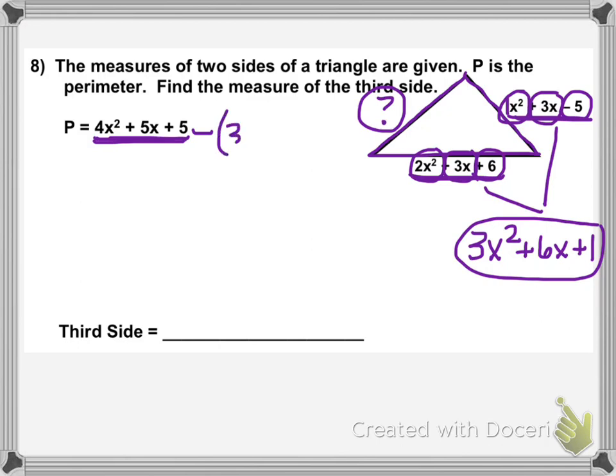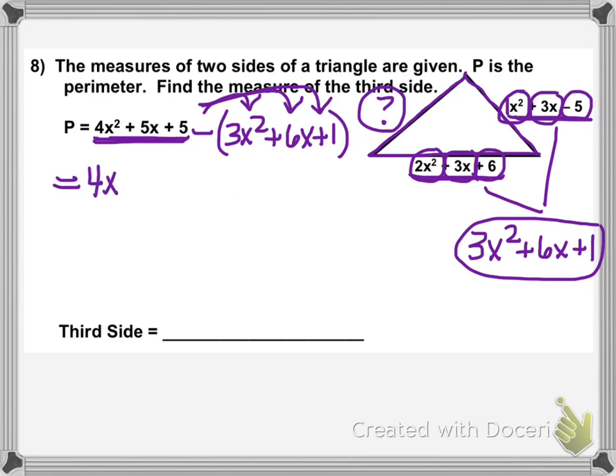So I'm subtracting 3x squared plus 6x plus 1. Now notice I put the whole thing that I'm subtracting in parentheses. And the reason why is that's going to help me remember that that negative in front, that minus, means that I'm actually subtracting every term, or I can think of it as multiplying every term by a negative 1. So let's go ahead and do that first, and then we'll have the length of the third side.